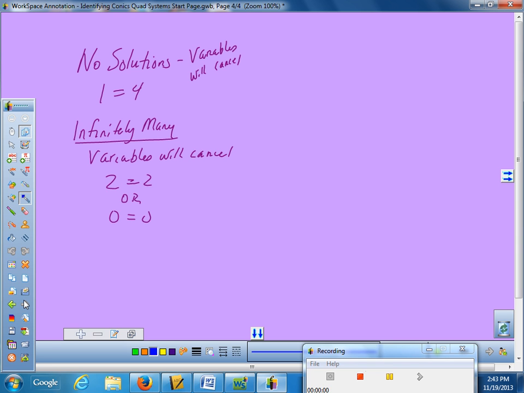Okay. How do you know you've got infinitely many? Where they're the exact same thing. Variables cancel, but then you end up with the exact same thing: 2 equals 2, 0 equals 0. If that happens, then it was the exact same equation, so every single thing canceled. So just a little reminder that those types of problems can happen to you.